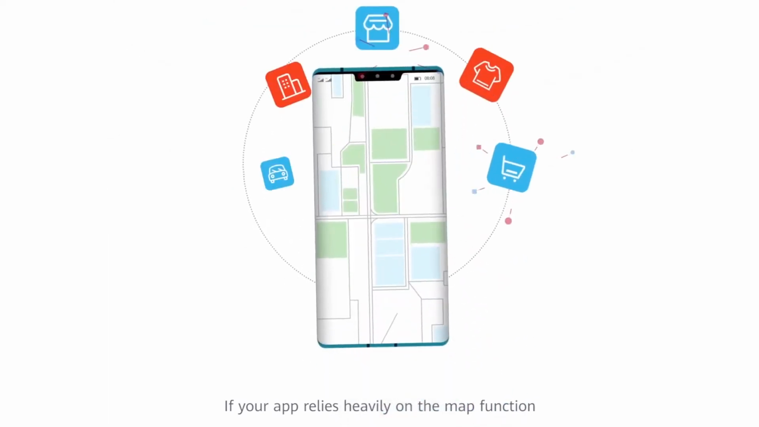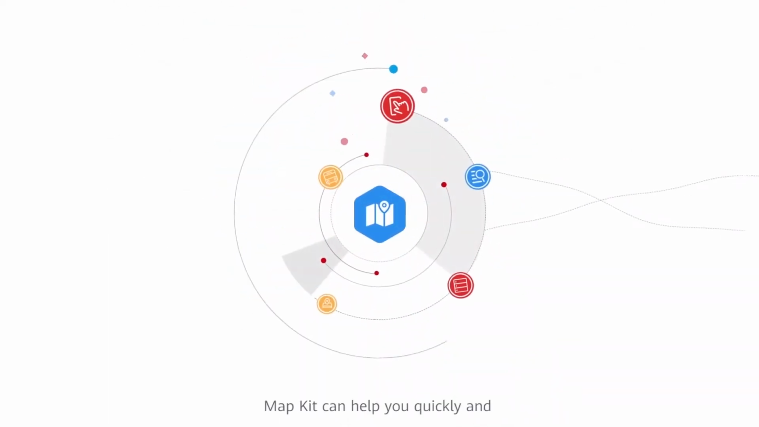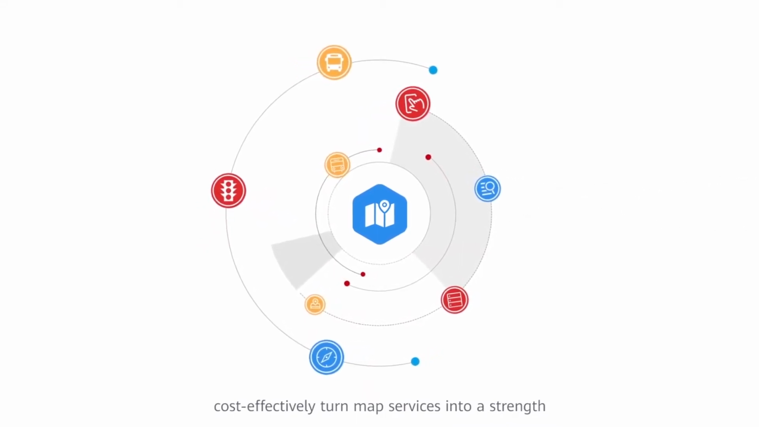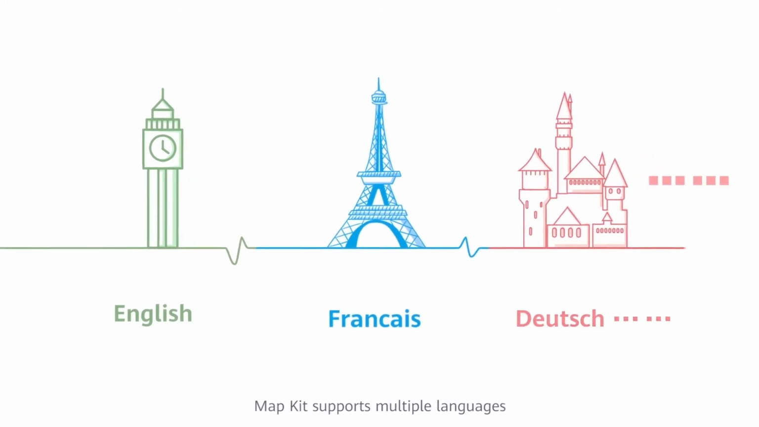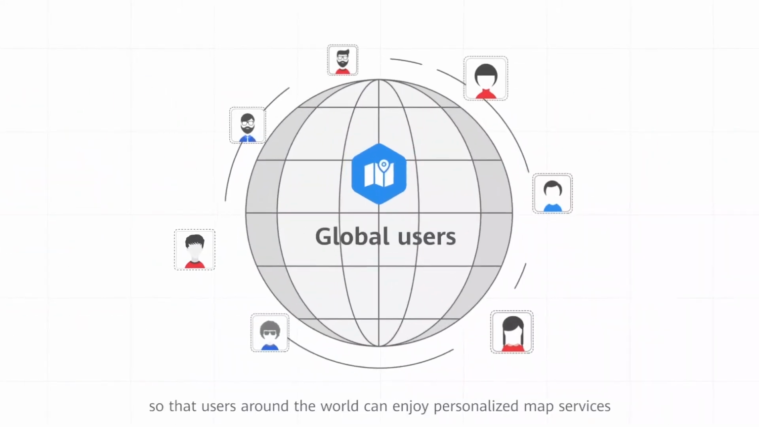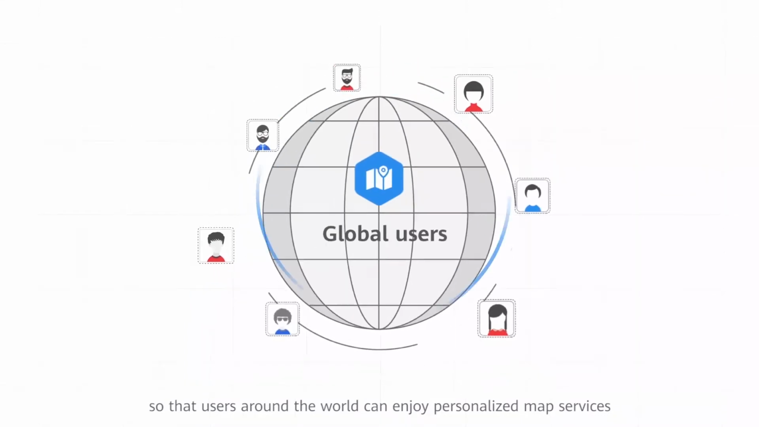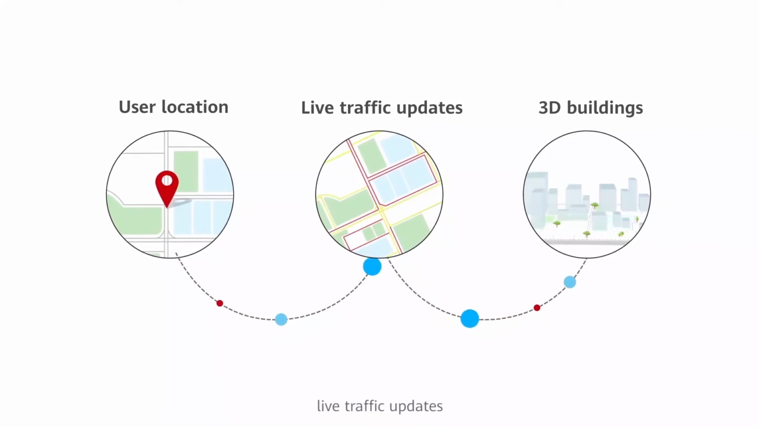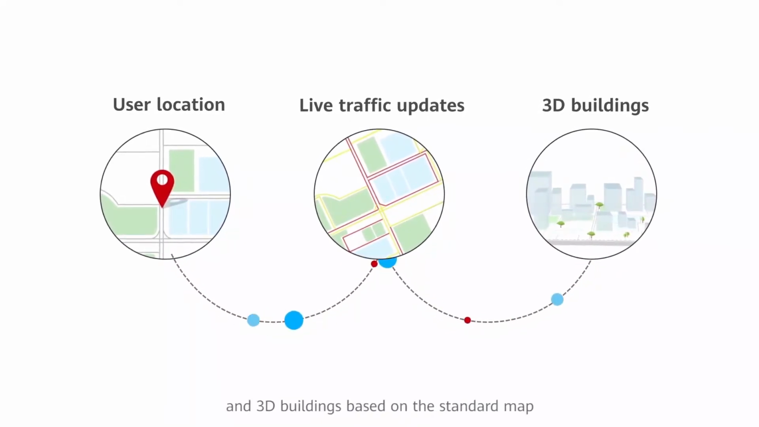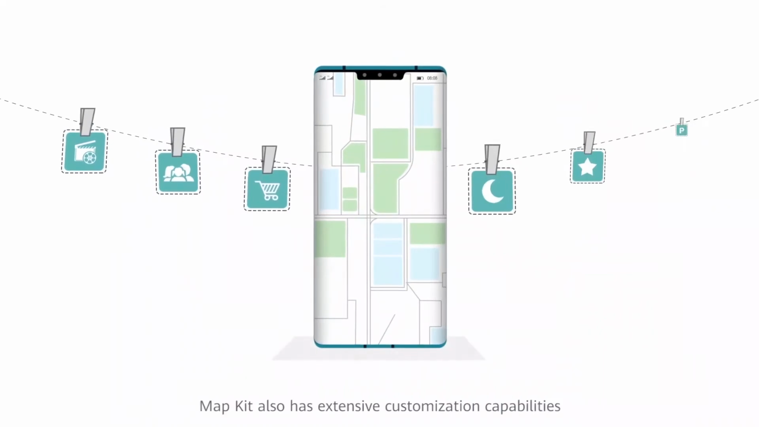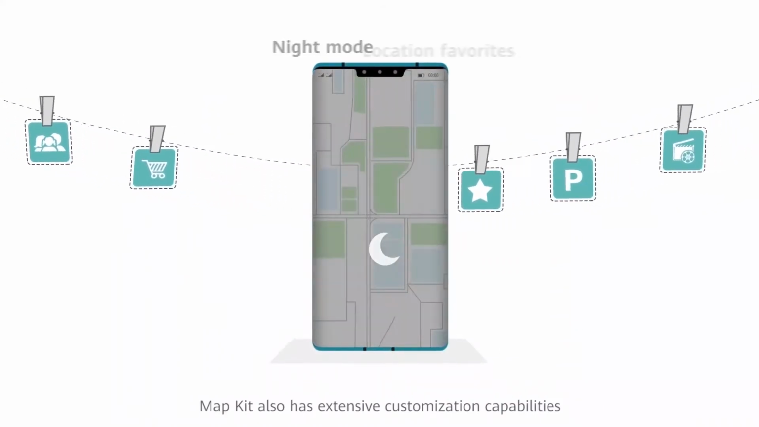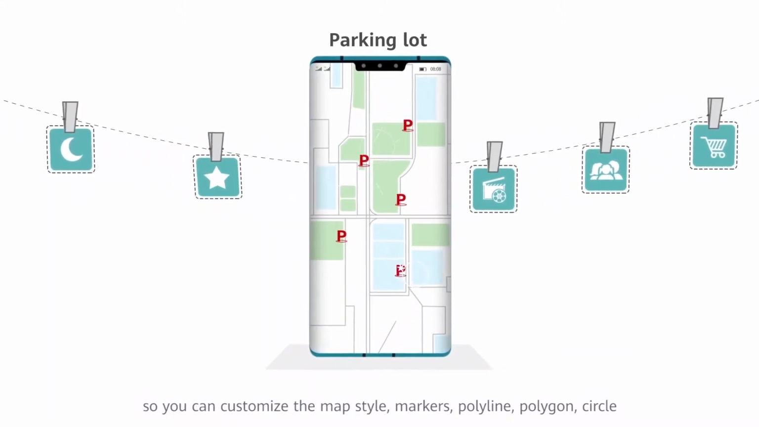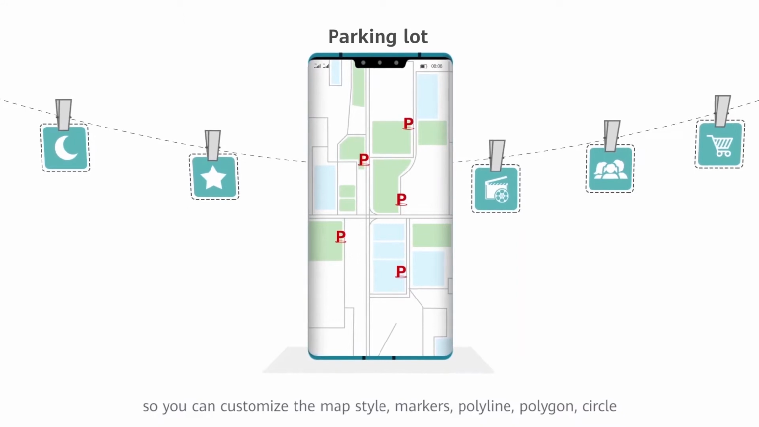If your app relies heavily on the map function, MapKit can help you quickly and cost-effectively turn map services into a strength. MapKit supports multiple languages so that users around the world can enjoy personalized map services. Your app can display additional layers such as user location, live traffic updates, and 3D buildings based on the standard map. MapKit also has extensive customization capabilities, so you can customize the map style, markers, polyline, polygon, circle.